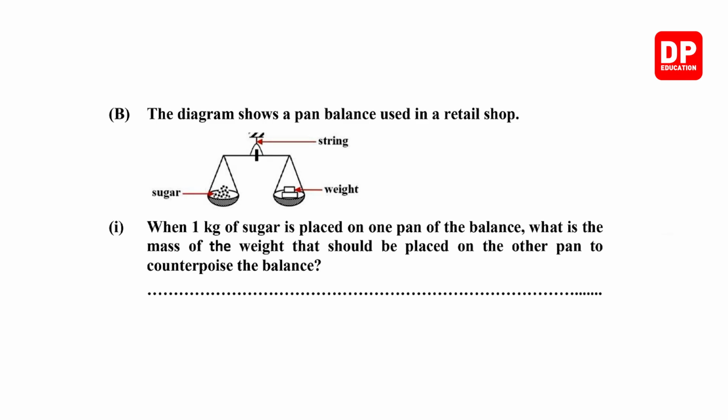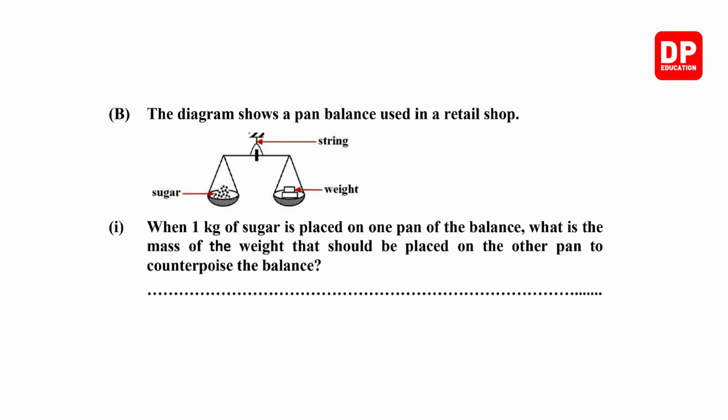So here we have part B. The previous one was part A. Again, this is also a physics related question. So the fourth question of part A of paper 2 is a physics related question. Part B. The diagram shows a pan balance used in a retail shop.